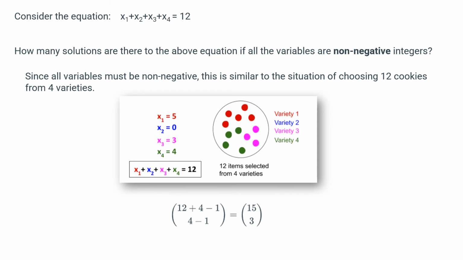So it turns out again to be 15 choose 3. But again, if you want to, you could just memorize that formula and use that.